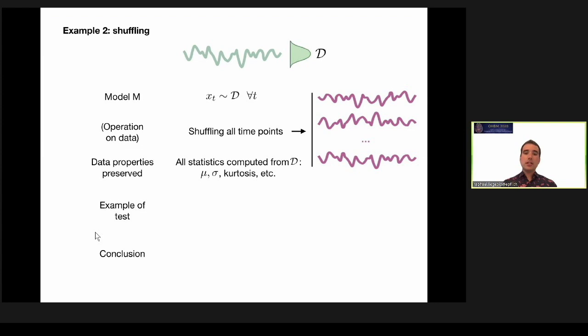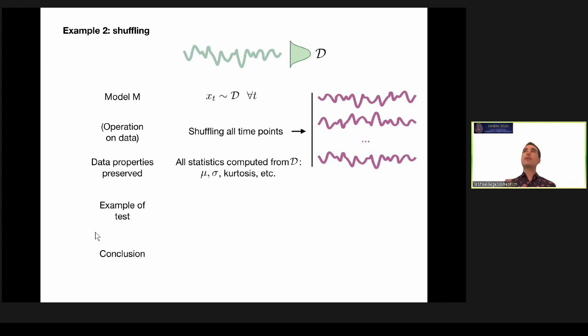What are the data properties being preserved in this case? Well, essentially, all the statistics that can be computed from D, the distribution of the original data, are preserved. So in particular, the mean and the standard deviation are preserved, but also the kurtosis and any higher order statistical measure, for example.